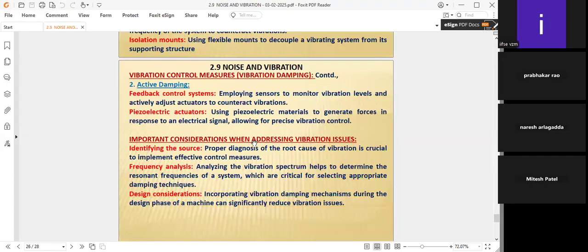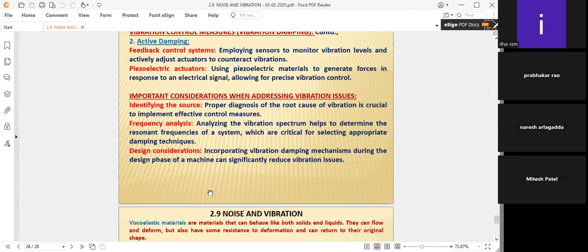These are the engineering controls where the damping will be increased and the disturbance will be reduced, thereby providing these techniques. Important considerations when addressing vibration issues: identify the source, which we already discussed, frequency analysis, and design considerations. Second is identifying the source areas. You can go for proper diagnosis of root causes of vibration, which is a crucial method. That means we have to identify where the source is coming from, and frequency analysis also you have to take care of, because the dosimeter and noise level meter will help us to analyze the signal. Design consideration also will be taken care of.